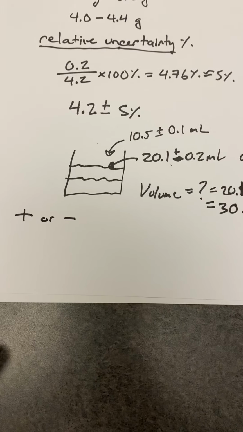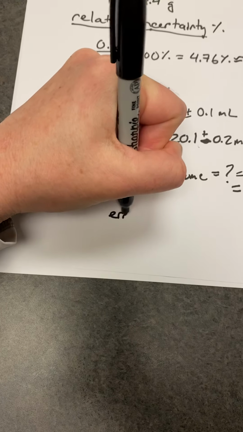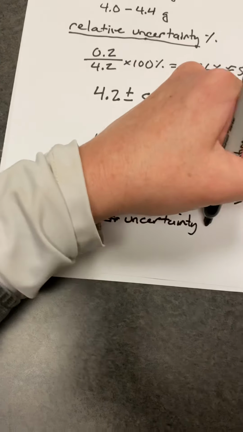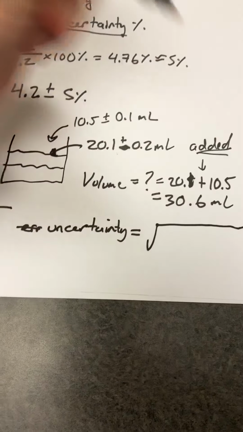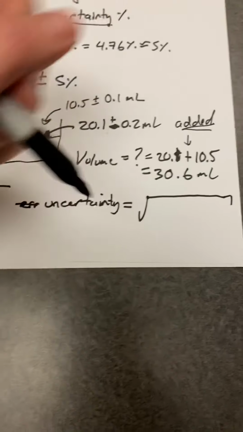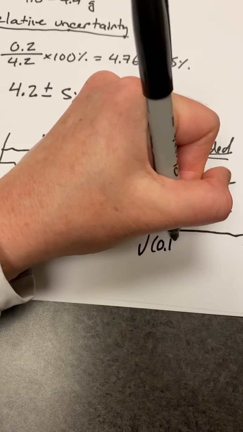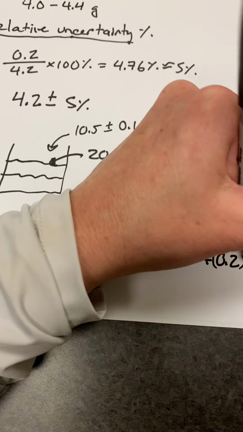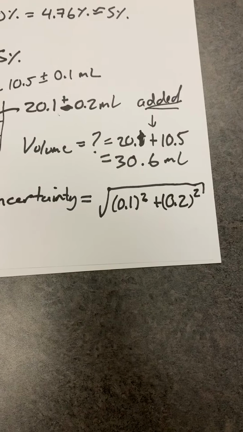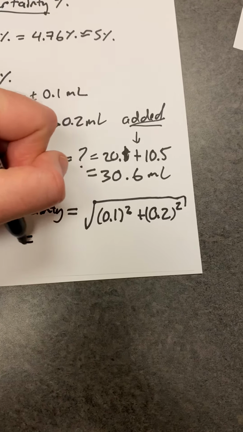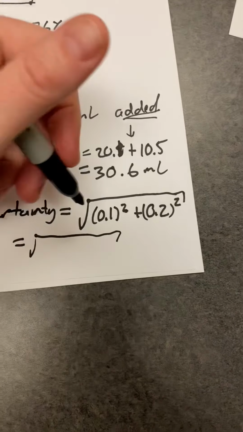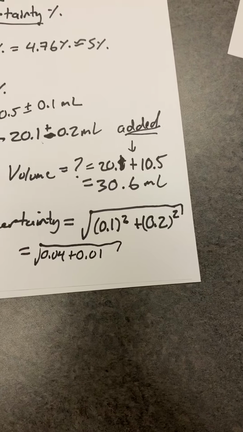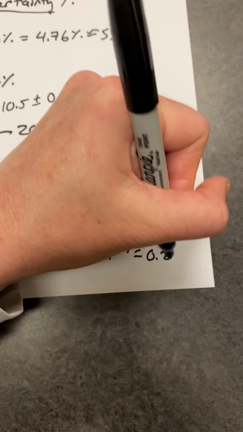So when we add and subtract, what we're going to do is find the error, or the uncertainty, excuse me, is going to be equal to the square root of each of these errors squared and summed. And if you do this calculation, you will find out that this equals essentially the square root of 0.04 plus 0.01. And if you calculate that out, you'll find 0.223.